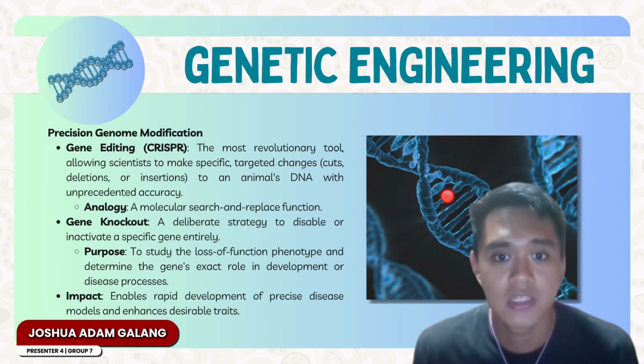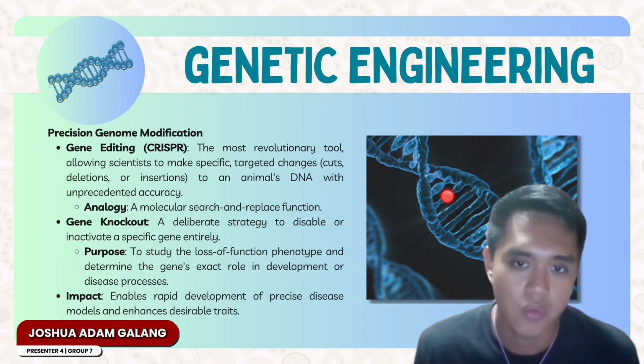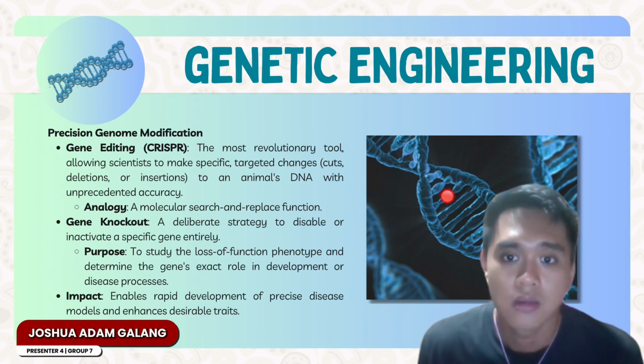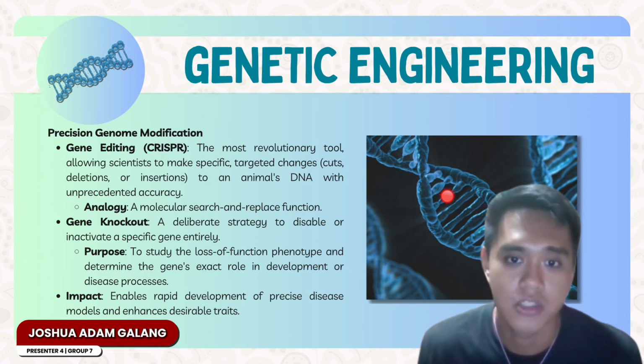Next, precision genome modification. Gene editing, or CRISPR, is the most revolutionary tool, allowing scientists to make specific targeted changes such as cuts, deletions, or insertions to an animal's DNA with unprecedented accuracy. An analogy of this is like a molecular search and replace function.